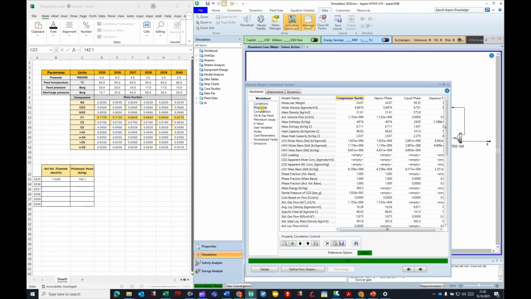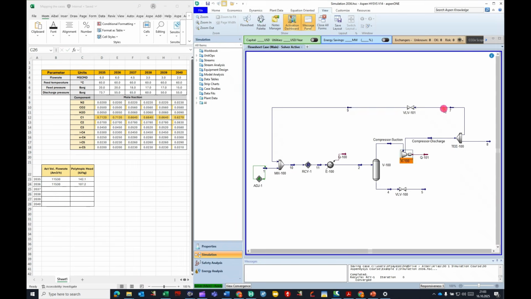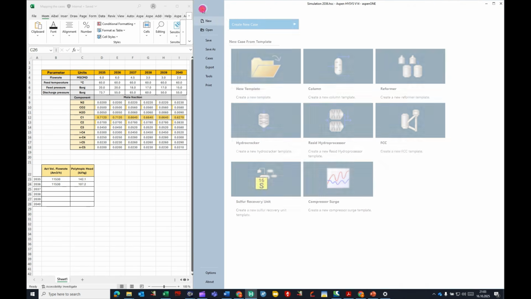Now I can see the flow rate, because we haven't changed the suction condition. So the flow rate is the same, volumetric flow rate on the suction side. And the polytropic head is 107.2. So this is case 2036.